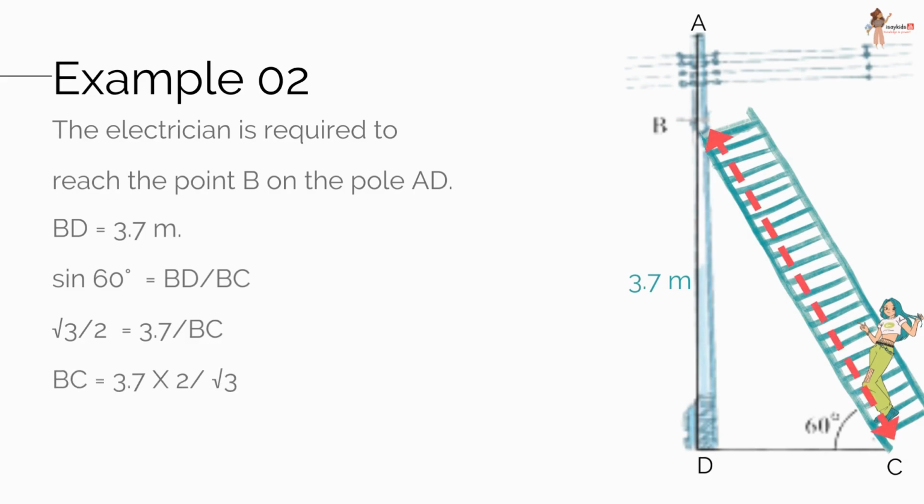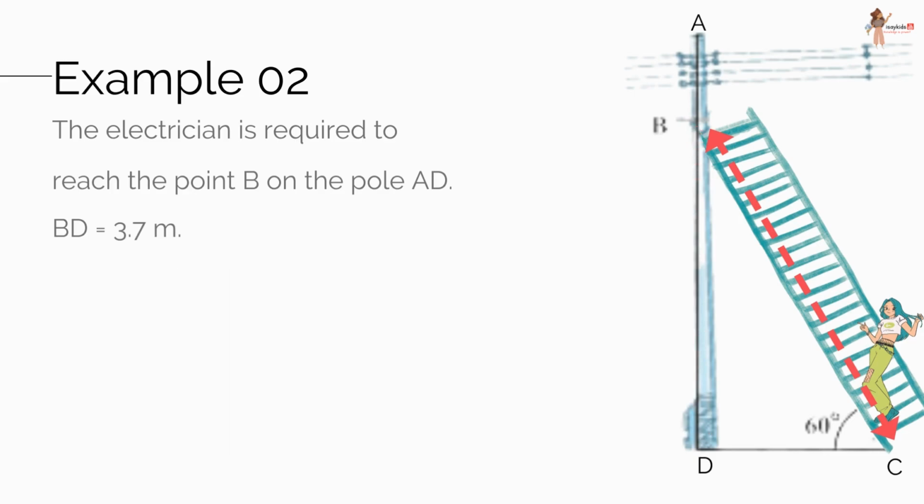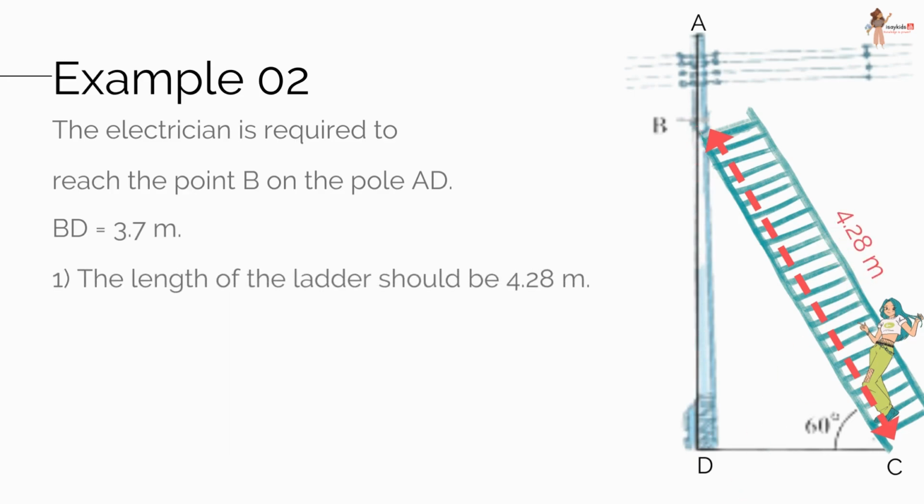Now BC would be 3.7 into 2 by root 3, that is 4.28. That means the length of the ladder should be 4.28 meters. Moving on to the next part.